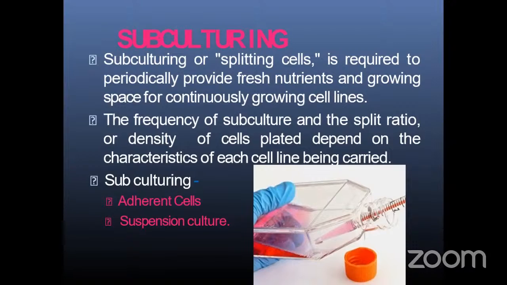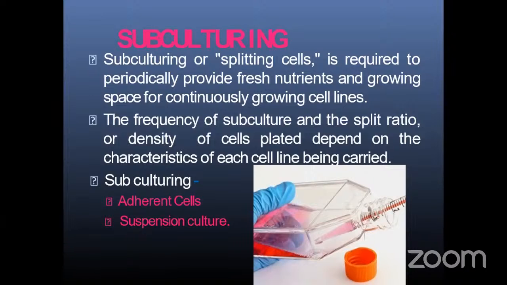So first day, today I added 10 cells. That 10 cells won't become 20 tomorrow. First they will get settled. Then only after 2-3 days, 10 will become 20, 20 will become 40, 40 will become 80. And finally, after maybe 4 days, the entire flask will be filled with the cells.